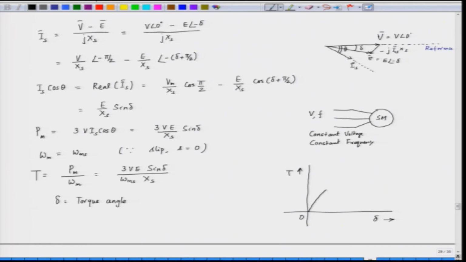We get a curve like this. This curve is sin delta. As we change the value of delta, the torque increases. If you increase the value of delta, the torque increases and becomes maximum at a value of delta equal to pi by 2. So, this is the maximum value of torque.